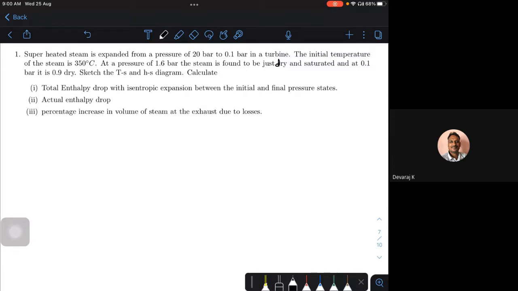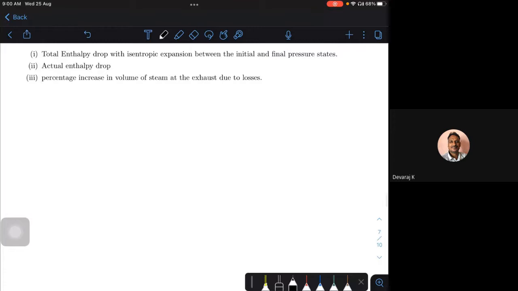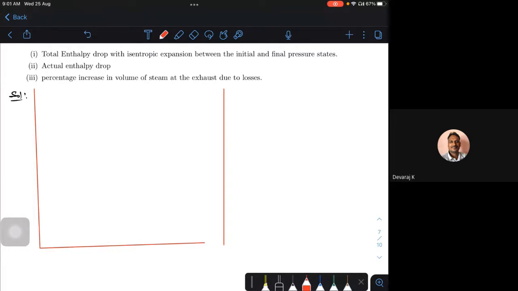Let's try to solve using the Mollier chart. Before that, we'll try to put the Hs and Ts diagram. Okay, so this is my Hs diagram. To the side, I'll put the Ts diagram also. So I have my Hs diagram and the Ts diagram.